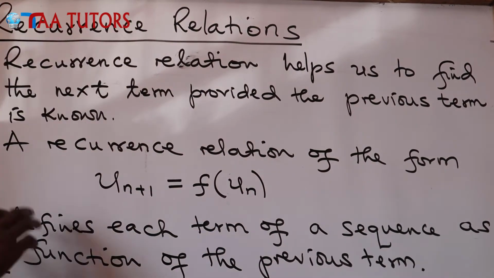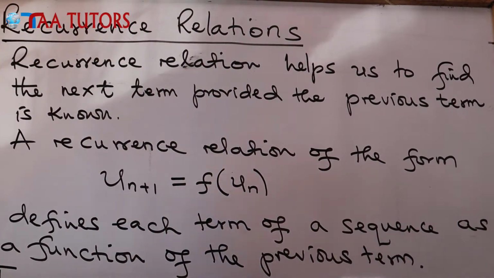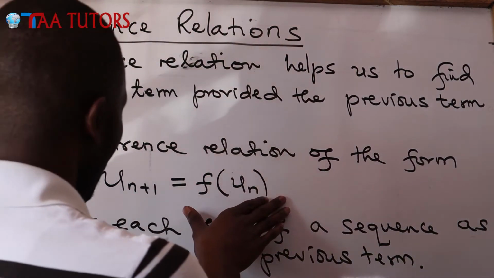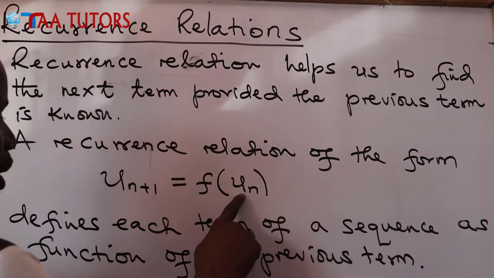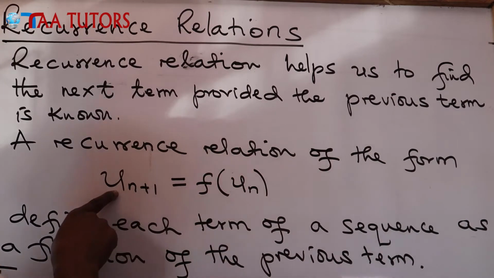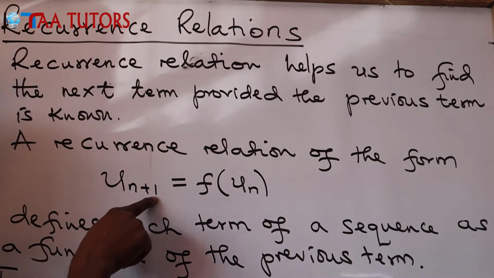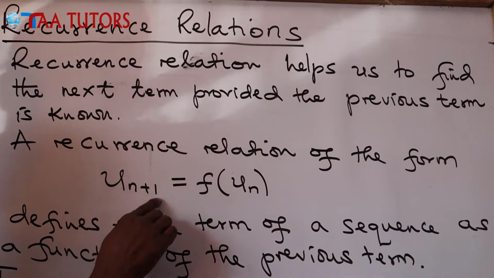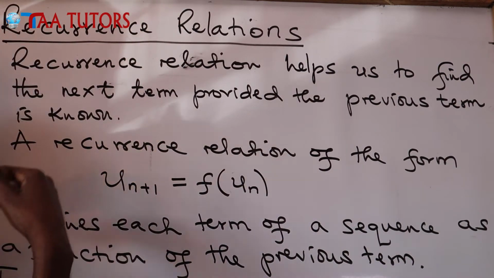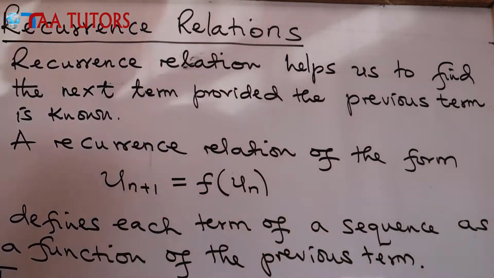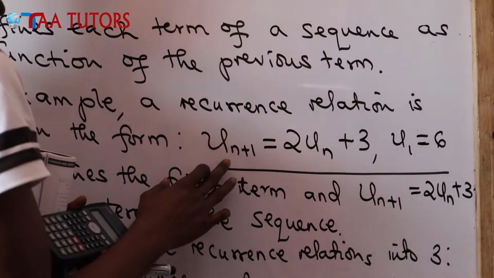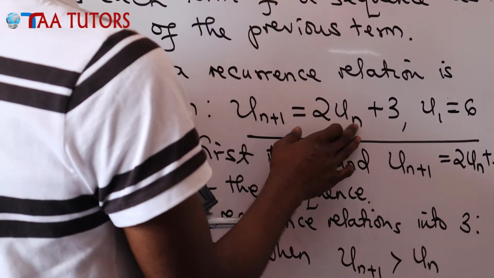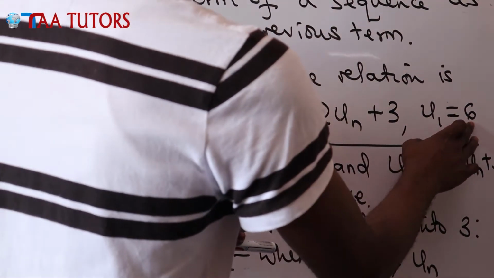Now, recurrence relations help us to find the next term provided the previous term is known. If I have a recurrence relation of this form, it means that the next term, u_(n+1), depends on the term u_n, where n equal to 1 is the first term. So you're using the first term, n is equal to 1 here, to be able to get the next term. For example, this is a recurrence relation where u_(n+1) equals 2 times u_n plus 3, and the first term is 6.